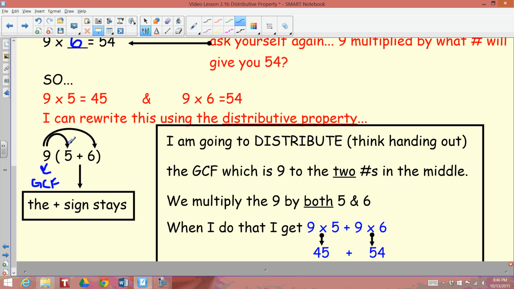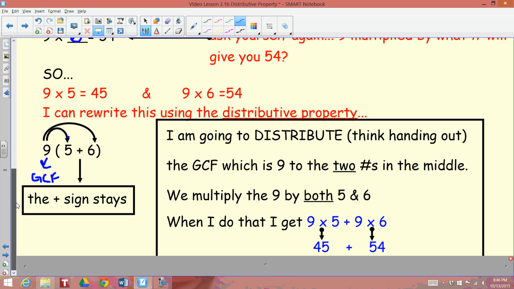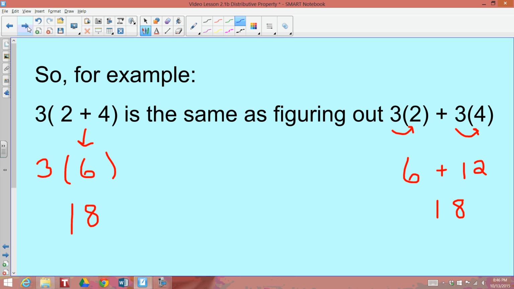When you move on to your independent practice, you can remember these steps. They'll also be written for you on the page, and these were also your notes in class. But this is just another way to rewrite two numbers when I'm adding them together. It also works for subtraction, which we'll get to at a later point.